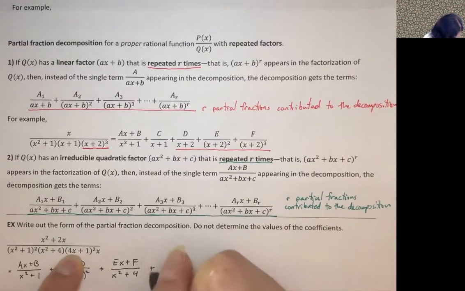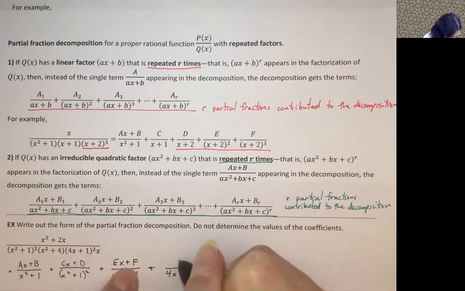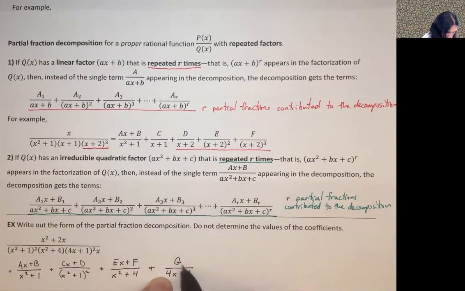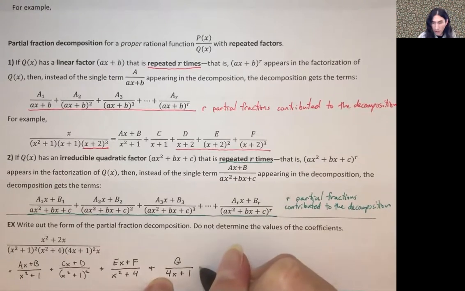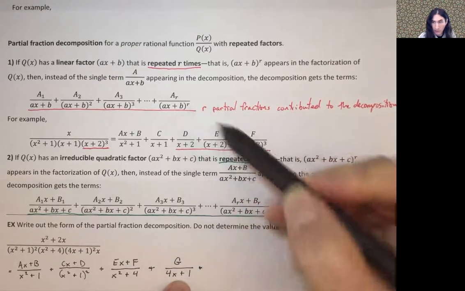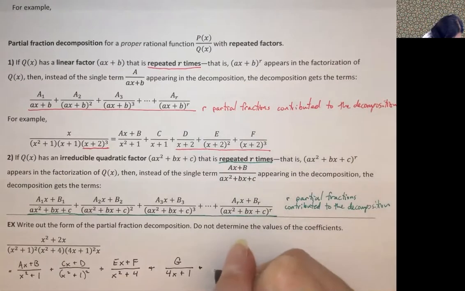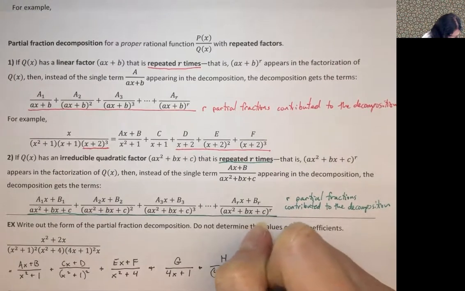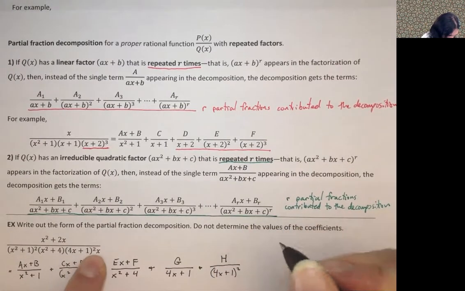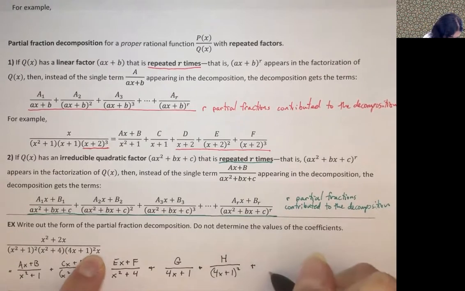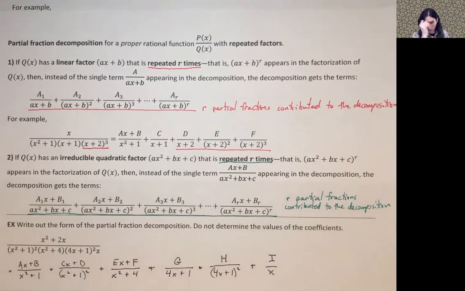This is a linear which is repeated twice. So I need 1 partial fraction, which is like normal, the linear factor with an unknown constant. And then I need another one because I need to count up like here in my powers. So I need 4x plus 1 squared, like that. And finally, we're on to this last factor, the x. So it's distinct, it's not repeated, and it gets an unknown constant in its numerator.